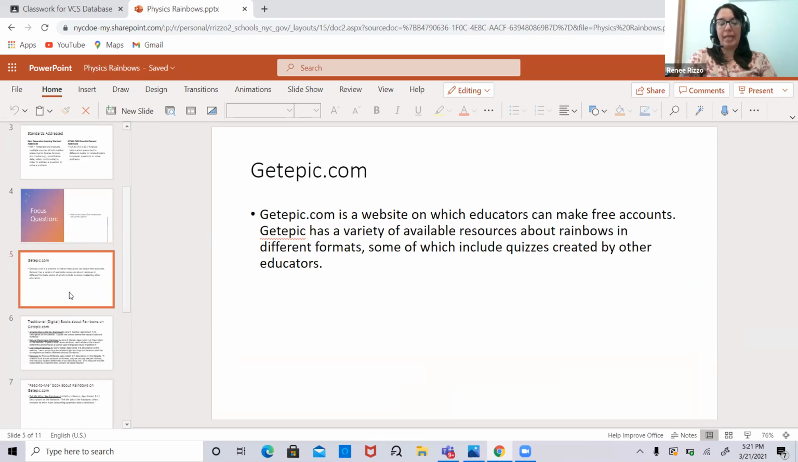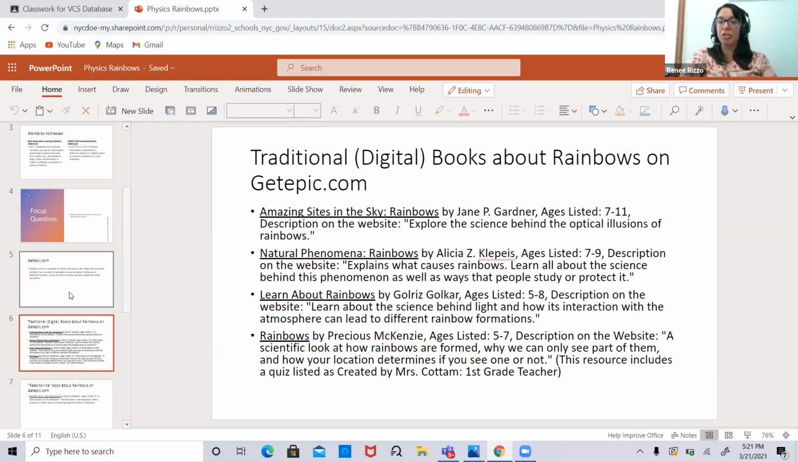GetEpic.com is a website on which educators can make free accounts. GetEpic has a variety of available resources about rainbows in different formats, some of which include quizzes created by other educators. Traditional digital books about rainbows on GetEpic.com: Amazing Sights in the Sky: Rainbows by Jane P. Gardner.